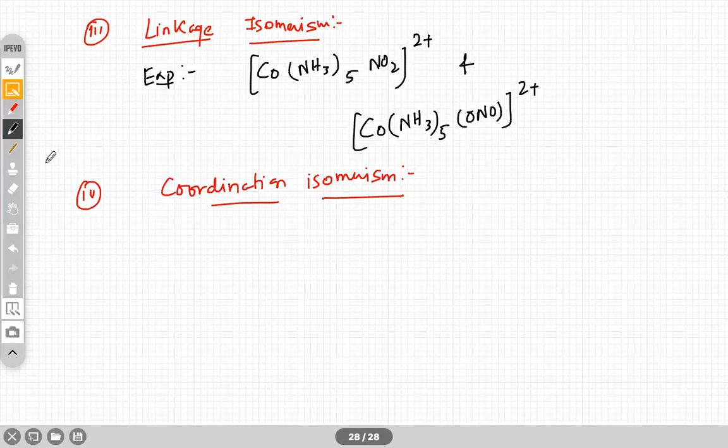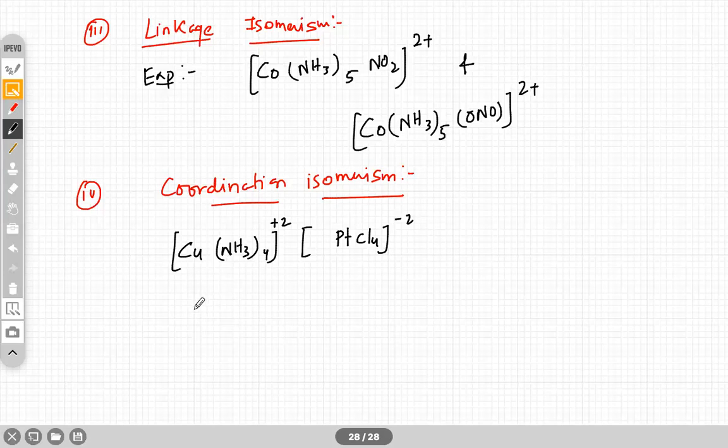Okay. For example, we have [Cu(NH3)4][PtCl4]. This is the complex we have. Could you tell me the charge on this complex and this complex? Plus 2 and minus 2, because the total charge is 0, it will divide equally, plus 2 and minus 2.